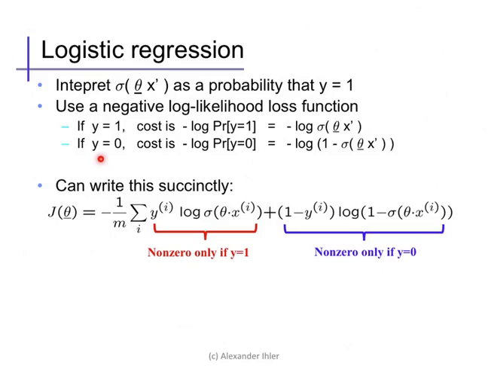As usual, we may want to write this as a single succinct equation. We'll write it as a sum of two terms, one for when y equals 1, and one for when y equals 0. So if y equals 1, this first term will be non-zero, and the second one will be 0, since 1 minus y will be 0. On the other hand, when the true class y is 0, this first term will be 0, and the second one will be non-zero.